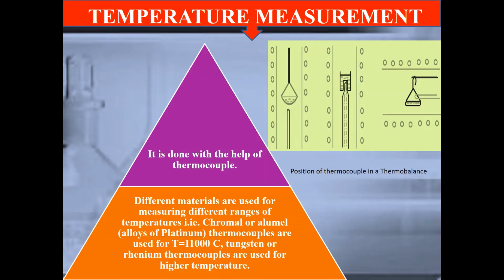Temperature measurement. These are the positions of the thermocouple in a thermobalance. You can clearly see here in the figure. It is done with the help of a thermocouple. Different materials are used for measuring different ranges of temperatures, that is chromel or alumel. Alloys of platinum thermocouples are used for temperatures around 1,100 degrees. Tungsten or rhenium thermocouples are used for even higher temperatures.